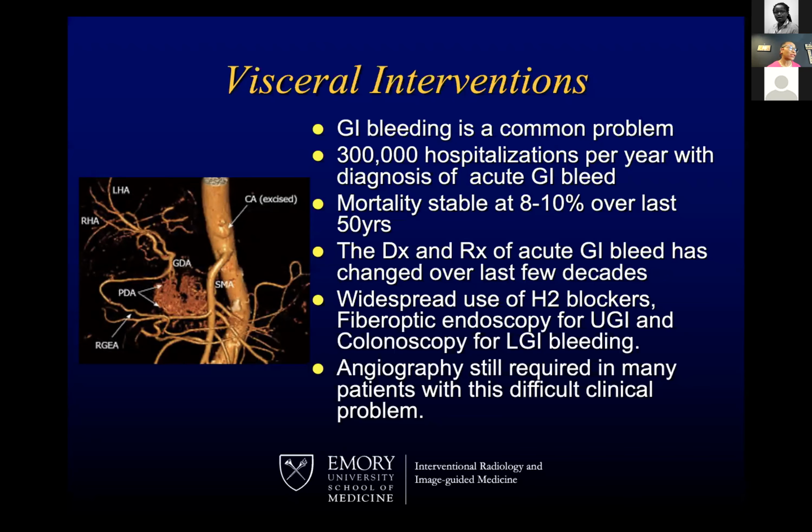The diagnosis and treatment for acute GI bleed, though, has changed over the last few decades. And we have been pushing the envelope for this more and more, especially at Emory, trying to change the paradigm for the things that we were used to doing for diagnosing GI bleeds, versus now, and then the widespread use of H2 blockers. Everybody that comes into the ER is on some kind of H2 blocker.